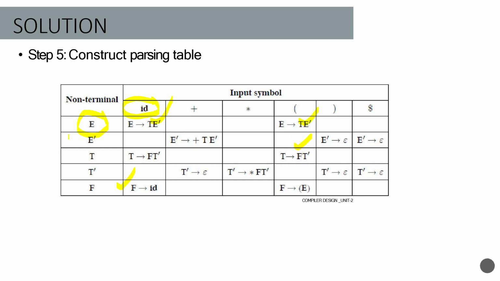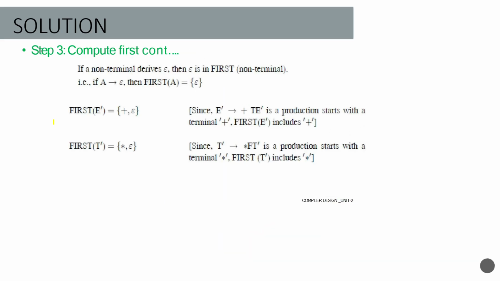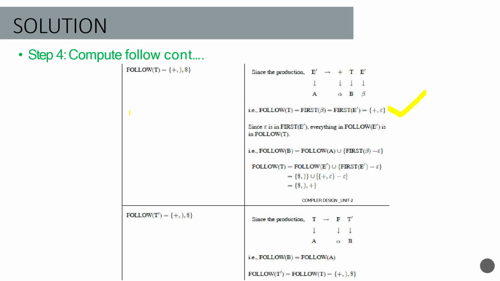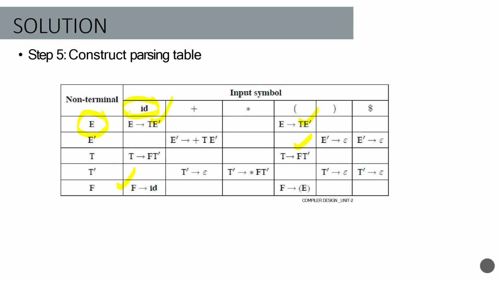Then E dash. How to write for E dash? First we need to write the first of E dash. First of E dash is plus and epsilon. In the plus symbol, we write the production that starts with E dash, that is E dash tends to plus T dash. One more production is there, that is epsilon.